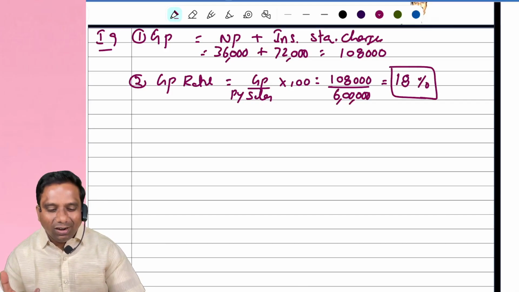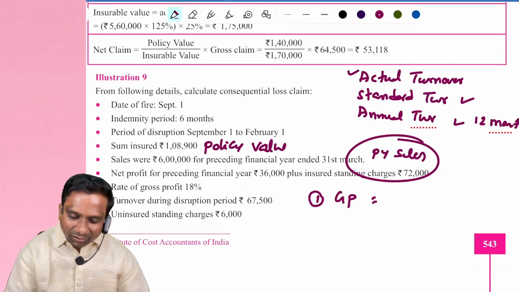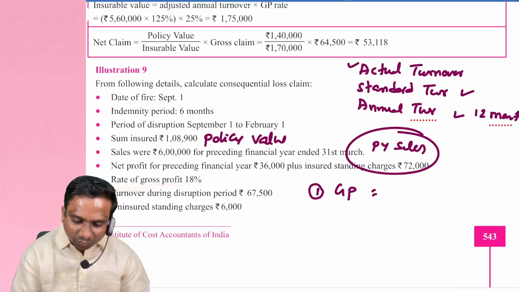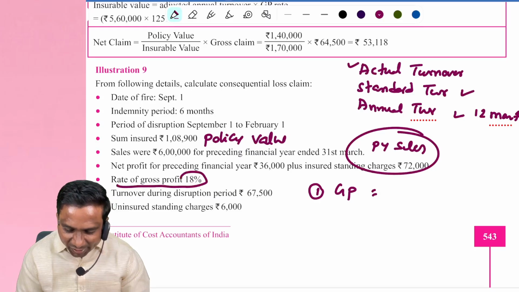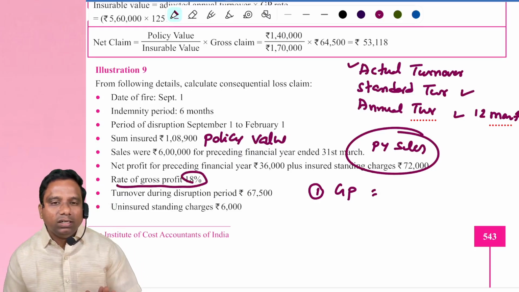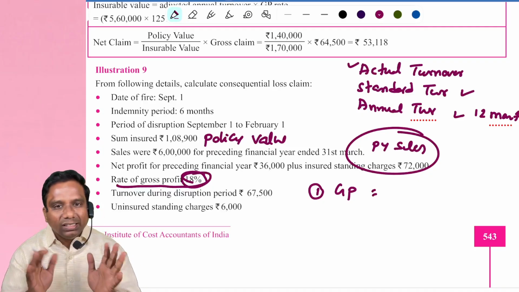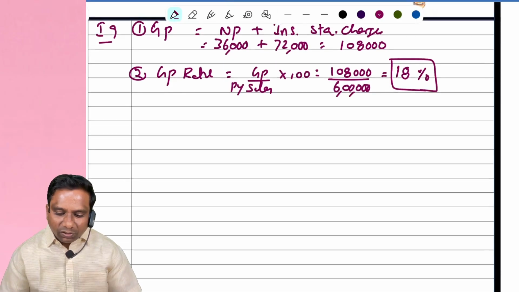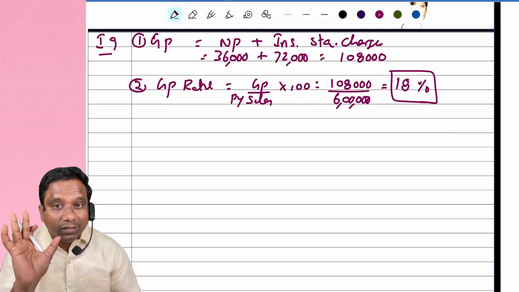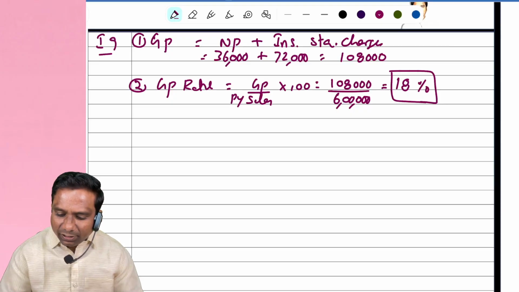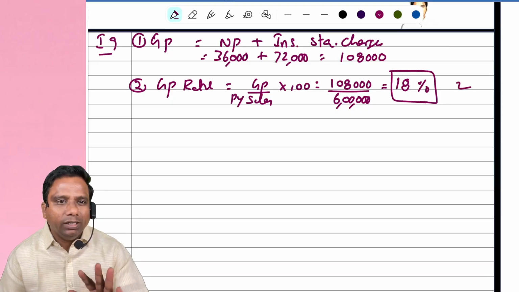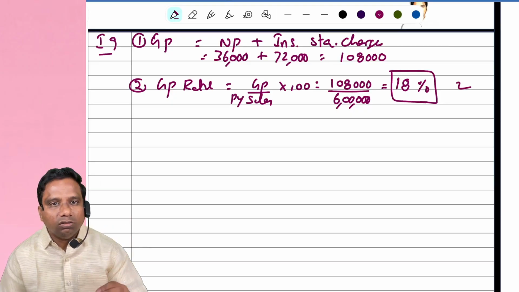Sir, already this GP rate is given here, sir. 18, rate of gross profit 18%. Yes, I have calculated it to explain how this 18% came. So the 18% came like this. Is it clear? Yes, sir. Sir, is there any requirement to calculate these things? No need. I just explained how we solve the problem.